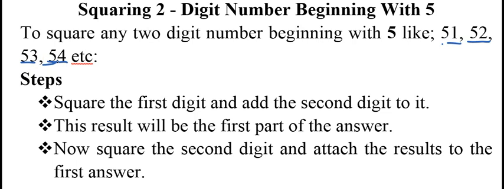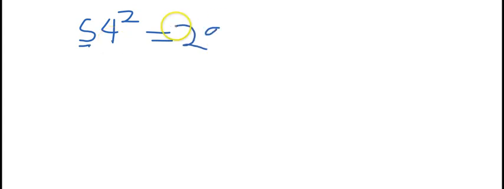Then you square the second number and add it to the first result, and that becomes your answer. Example can be, let's say 54, and we want to square it. Because 54 begins with 5, we first have to square the 5, which is 25. Then we add the 4 to the 25, which will give you 29. And 29 is the first 2 digits of the answer.